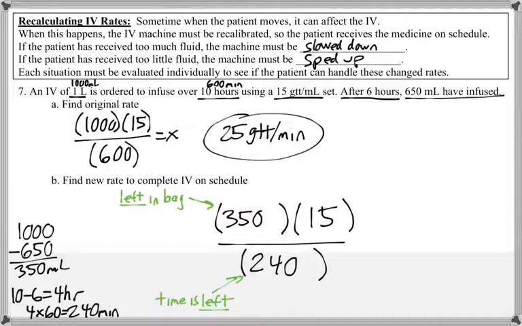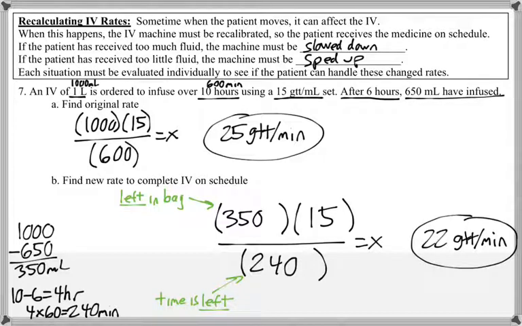So 350 times 15 divided by 240, and rounded to the nearest whole number, this is 22. So if we set it to 22 GTT per minute, then it will complete the IV on schedule.